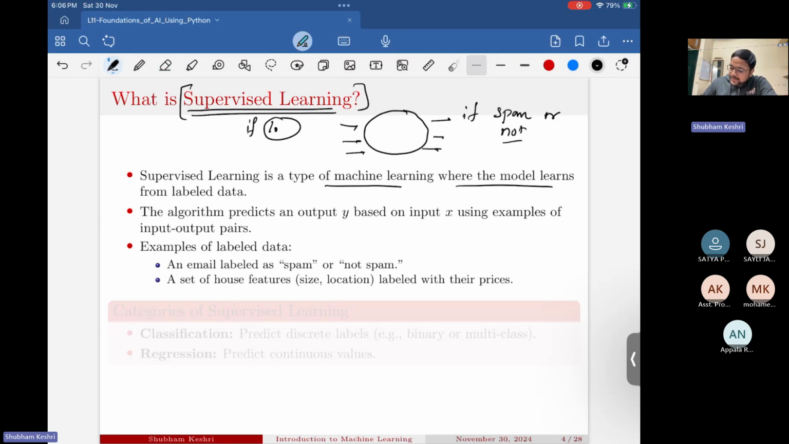The algorithm predicts an output y based on the input x using examples of input-output pairs. So this data which we are providing to the computer acts as examples. If this is the pattern we are seeing in the input data and the output is spam, then it is most likely that if similar patterns are seen in the next email, it is more likely to be spam. So these kinds of patterns are recognized, and the algorithm predicts an output based on the input-output pairs. That is why this labeling is required in supervised learning.